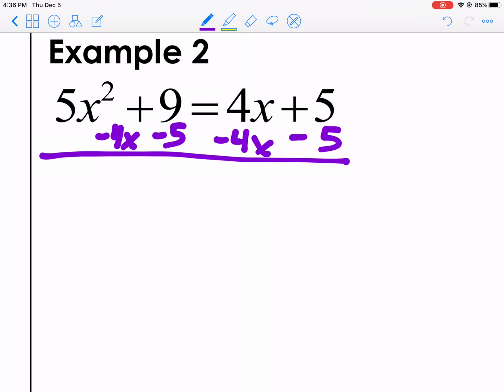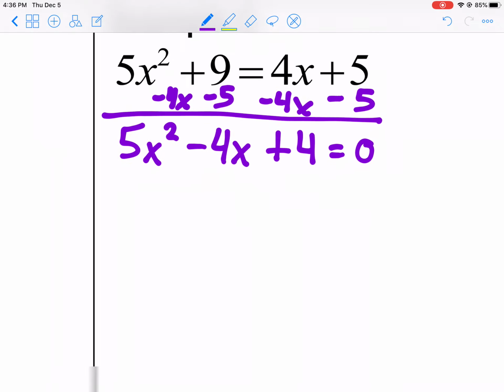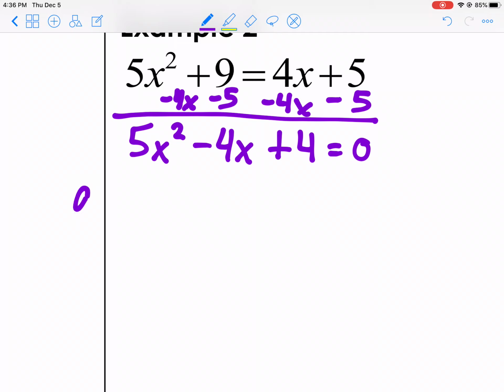So now in standard form, I have 5x squared minus 4x plus 4 equals 0. Once it's in standard form, now I can identify A, B, and C. So I know that A is 5, B is -4, and C is 4. Step 1, put it in standard form. Step 2, write A, B, and C, or identify A, B, and C.